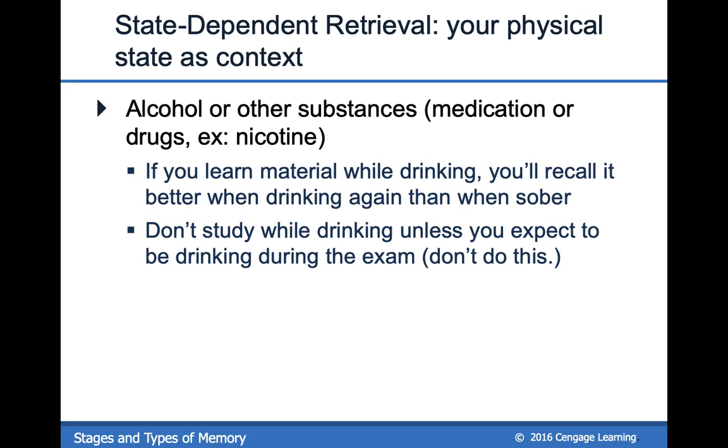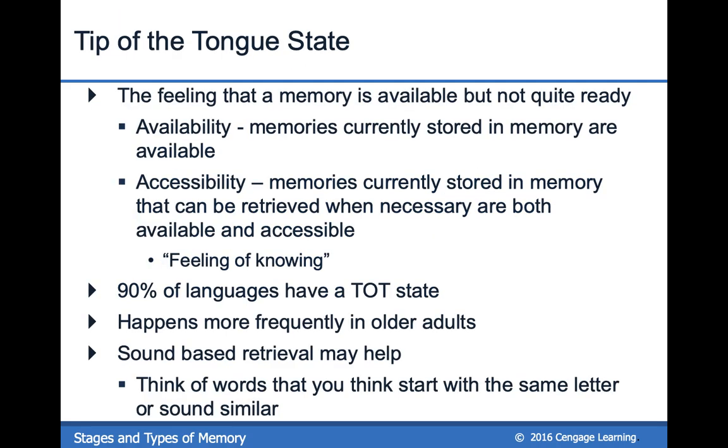State-dependent retrieval can also be your physical state. If you're under the influence of alcohol or another substance, this could be medication, drugs, nicotine for example, if you learn information while in that state, you're going to recall it better when you're again under that state. So if someone learned material while they're drinking, they're going to remember it better when they're drinking again than when they're sober, which is why they might remember where they left their car keys last time once they're drinking again. But don't study while you're drinking unless you expect to be drinking during the exam. Don't do this, especially on the college campus. Very bad idea.